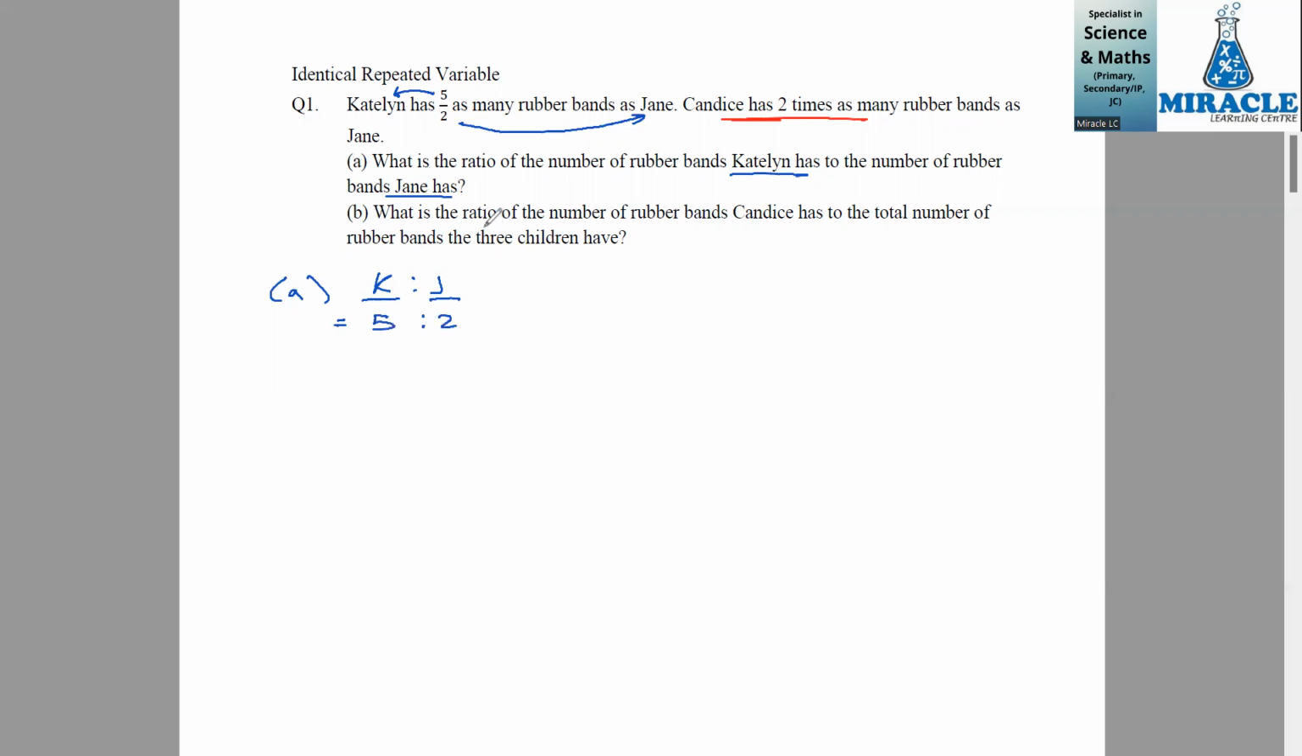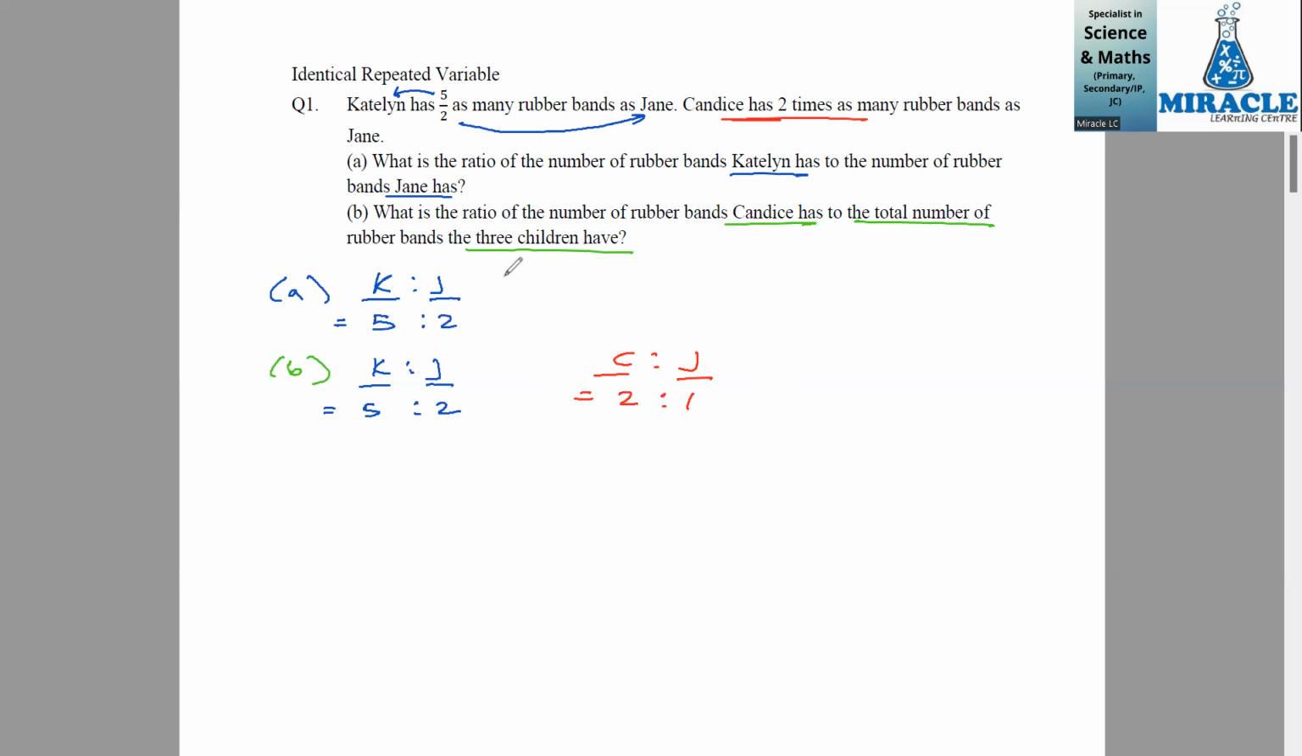Moving on to part B, what is the ratio of the number of rubber bands Candice has to the total number of rubber bands the 3 children have? So first thing we want to do is write out all our ratios. So we know that Caitlin to Jane is equal to 5 to 2. And we know that Candice has 2 times as many rubber bands as Jane. So we can say that Candice has 2 units and Jane has 1 unit.